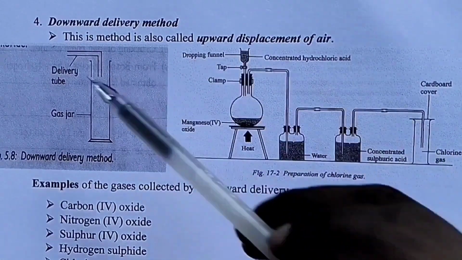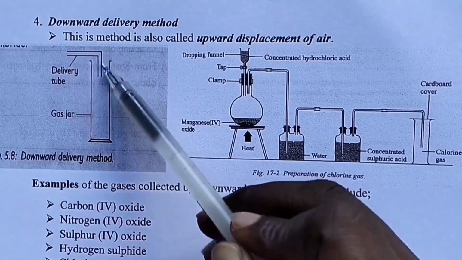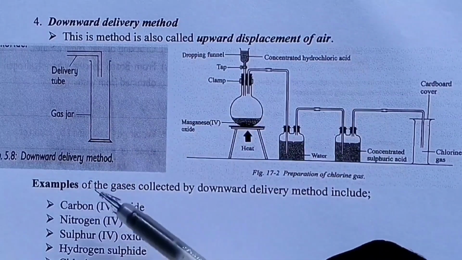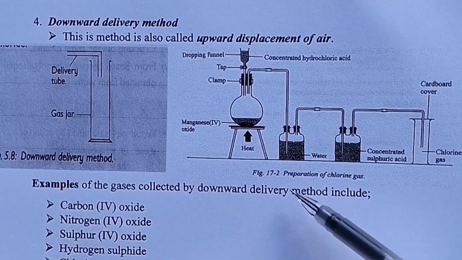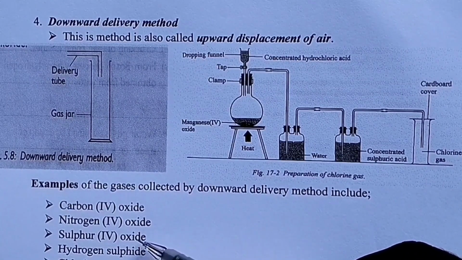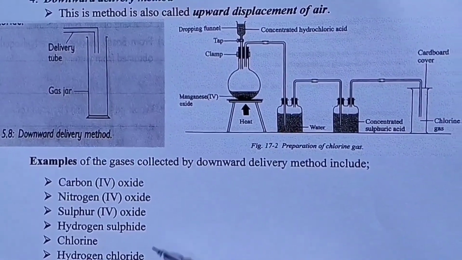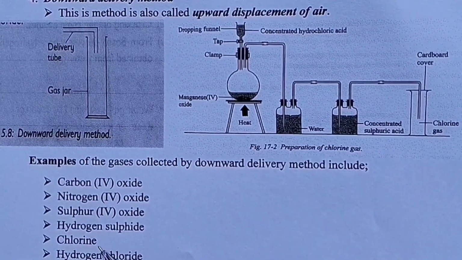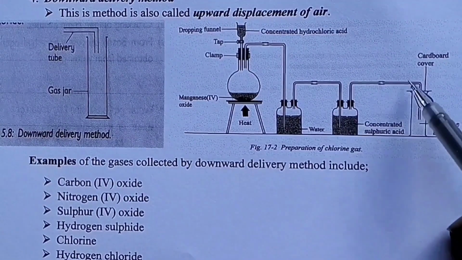So this is how it looks like, the downward delivery tube. The delivery tube is here and it's facing downward, and this is the gas jar used to collect the gas. Examples of the gases collected by the downward delivery tube method include carbon dioxide, nitrogen dioxide, sulfur dioxide, hydrogen sulfide, chlorine gas, and also hydrogen chloride gas. Here is the setup for the laboratory preparation of chlorine gas, and we have chlorine gas there as one of the examples of the gases collected by the downward delivery method, and it's collected by the downward delivery tube.